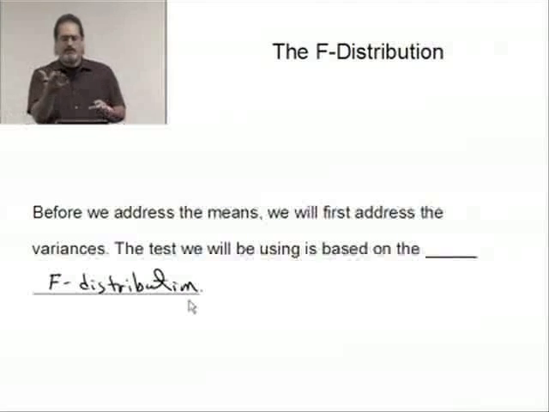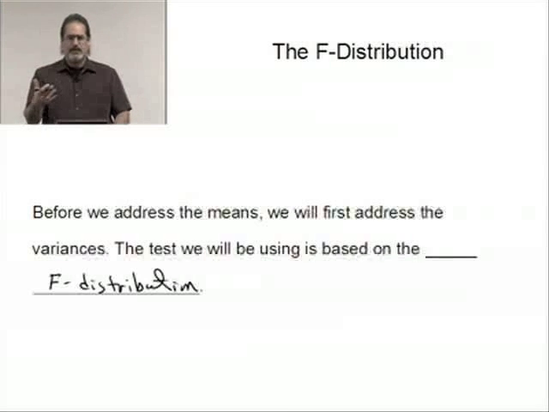Now, so far we've looked at the binomial distribution. I believe that was the first named distribution that we worked with. We took a look at the normal distribution. We've worked with the T distribution. Now we're working with the F distribution. The F distribution we use specifically to address variability.